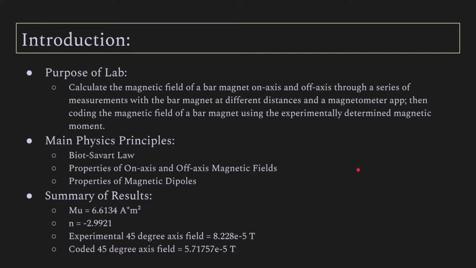A quick summary of results: mu is calculated to be 6.6134, n is equal to negative 2.9921. The experimental 45-degree axis field is 8.228 times 10 to the negative 5 teslas, and the coded 45-degree axis field is 5.71757 times 10 to the negative 5 teslas.